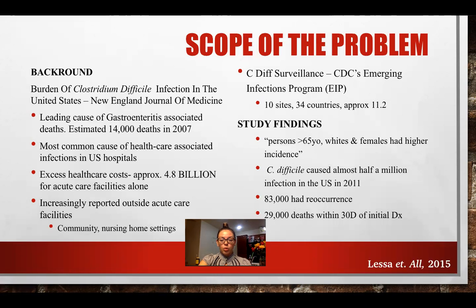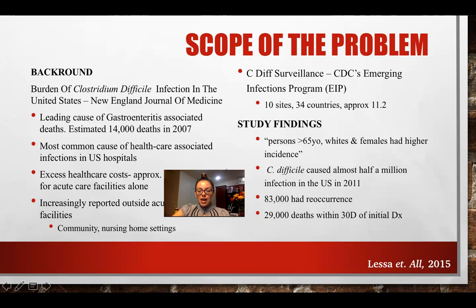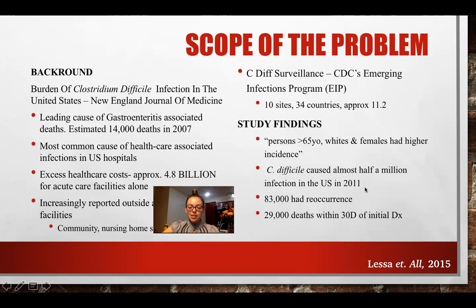So the study findings, obviously they didn't do 11 billion people, but they found that persons greater than 65 years old who were white and females had a higher incidence of C. diff infection. They found that C. diff caused almost 500,000 infections in the United States in 2011. 83,000 people had a recurrence, and 29,000 deaths were found within 30 days of initial diagnosis.